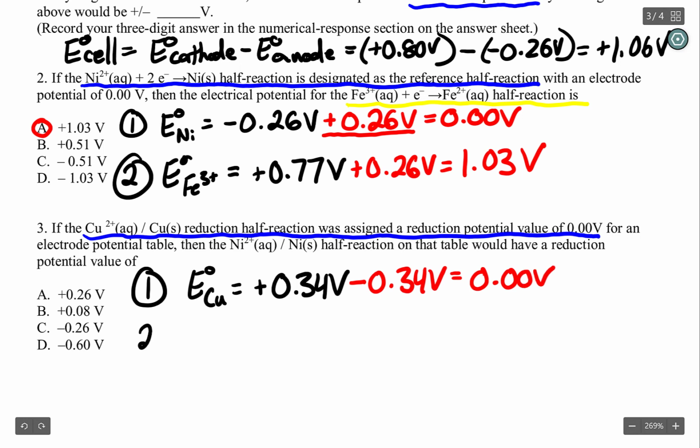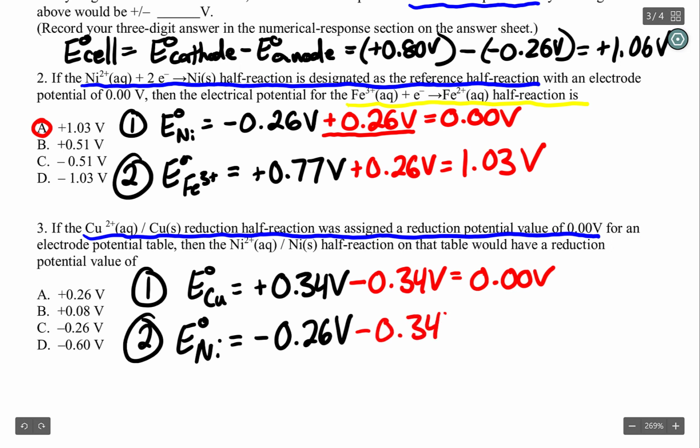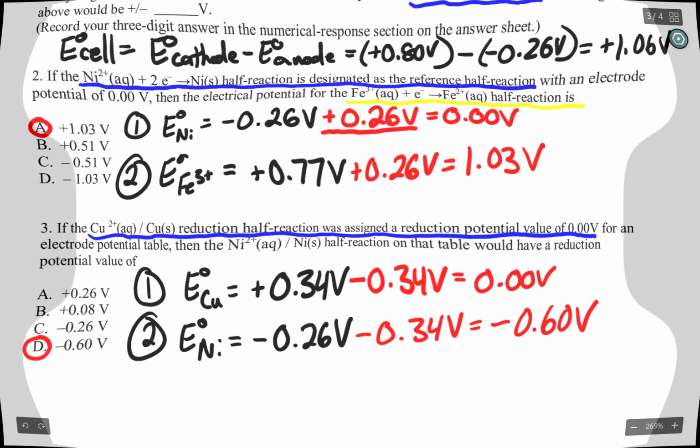In step number 2, I'm going to look up the electric potential for nickel. I've done that several times now, so I do know it's negative 0.26 volts. I want to do the same mathematical operation to nickel as I did to copper. So minus 0.34 volts. And sure enough, it comes out to a negative 0.60 volts. And our answer is D.